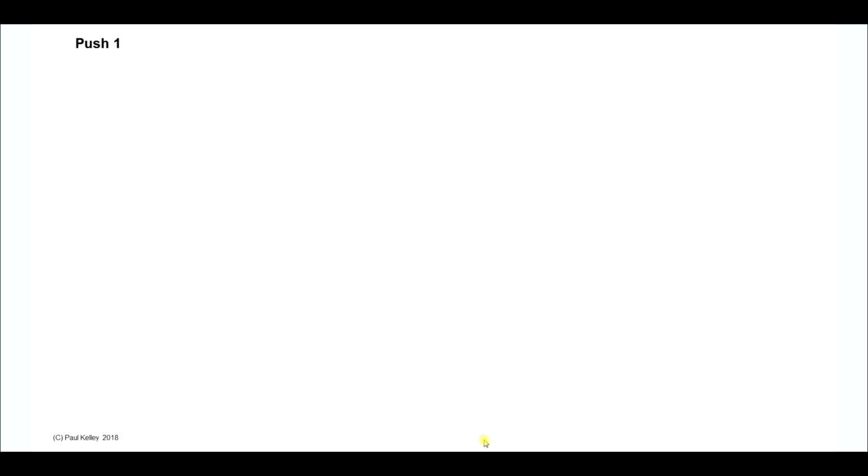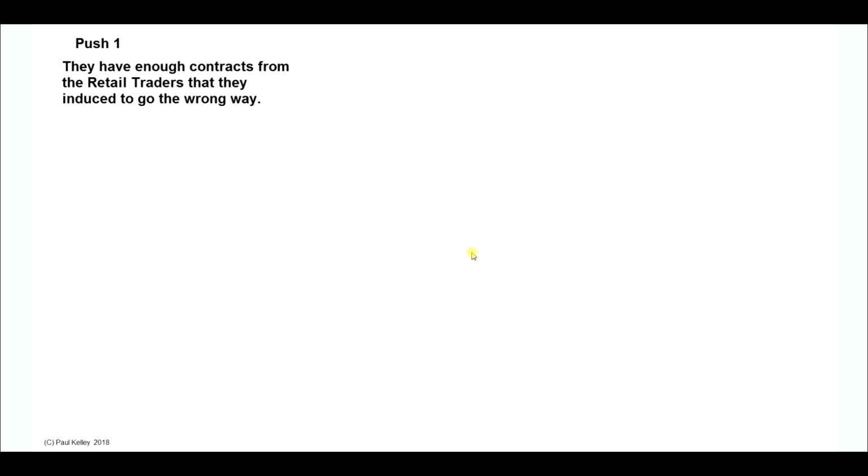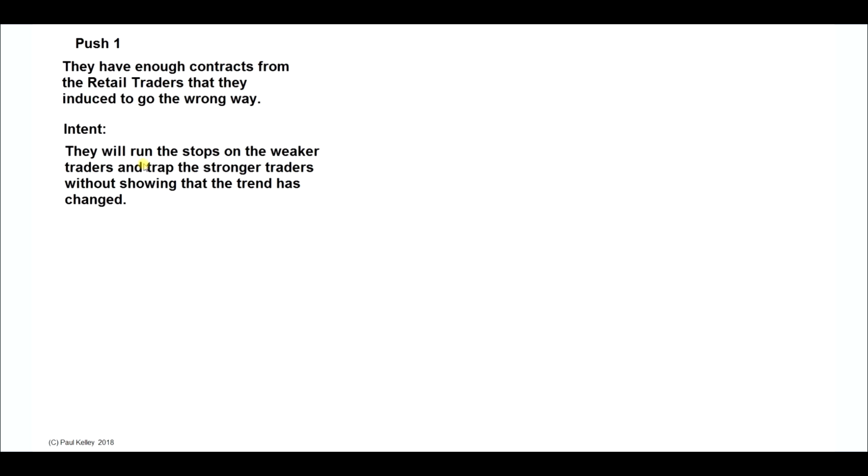So, when they start push one, the moment they start it, they have enough contracts from the retail traders that they've induced to go the wrong way. They have enough contracts in the book where they can start making some money by reversing the direction. Okay, so what are they going to do? They're going to run the stops of the weaker traders and trap the stronger traders without showing that the trend's changed. So how are they going to do it?